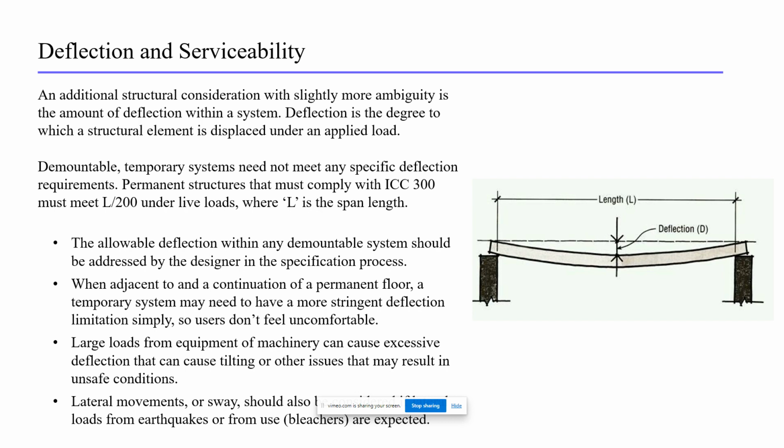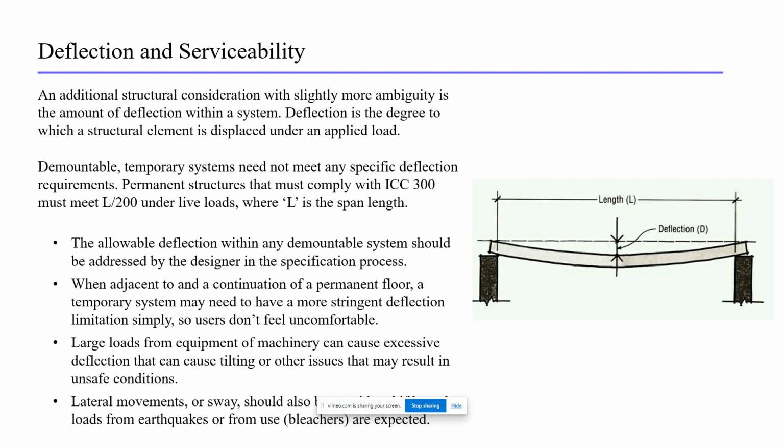Deflection limitations are put in place so that users feel comfortable and adjacent or attached finishes or equipment are not damaged. Most permanent systems, like floors, have very stringent deflection limitations. A floor of a building, for example, is around L over 360. That's the span over 360. So for a 360-inch span, the allowed deflection is 1 inch.